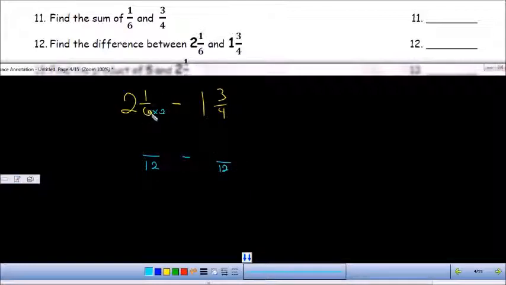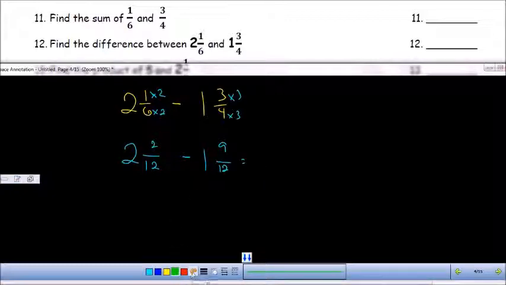Well, I knew this from before. 6 times 2 was 12, so 1 times 2 is 2, and 4 times 3 is 12, so 3 times 3 is 9. Now the big numbers, the whole numbers, you just copy them down, and now you're ready to subtract. 2 minus 9 is, oh, wait a minute, we can't do that.